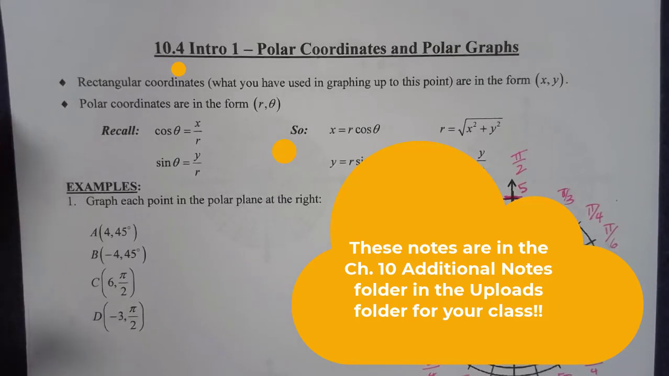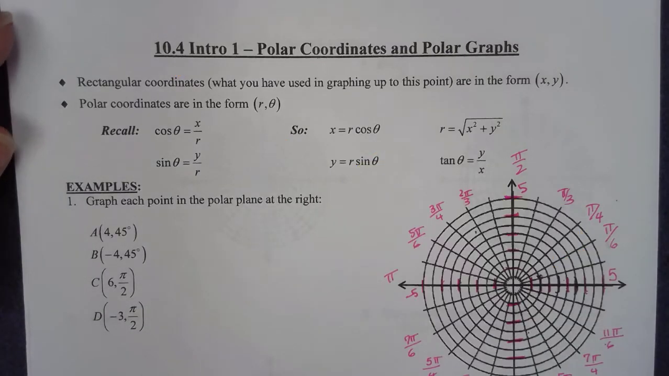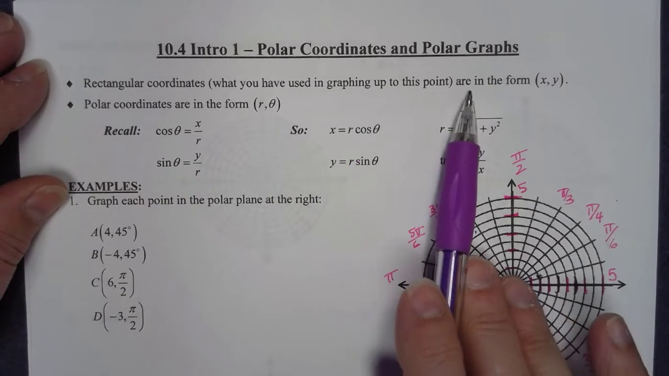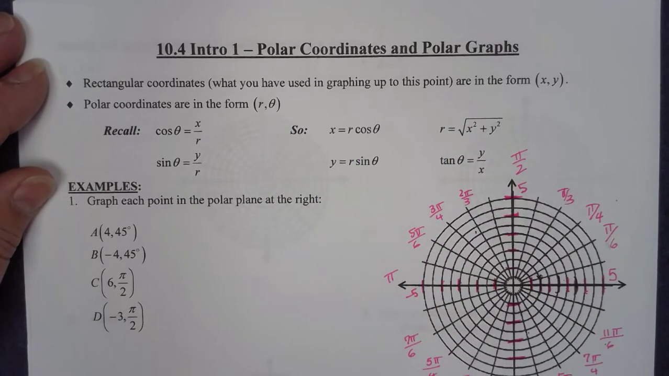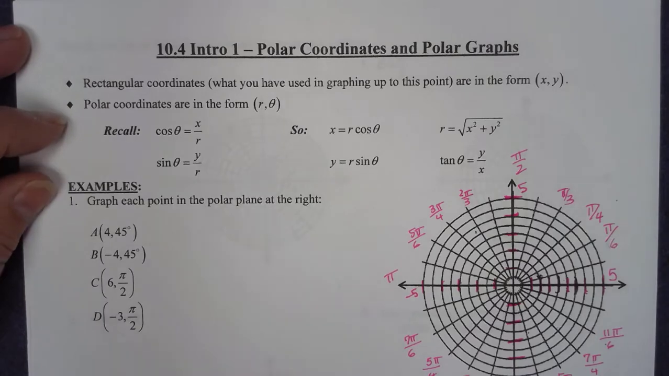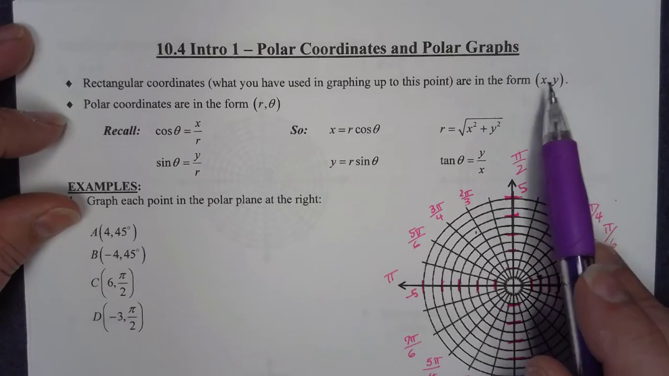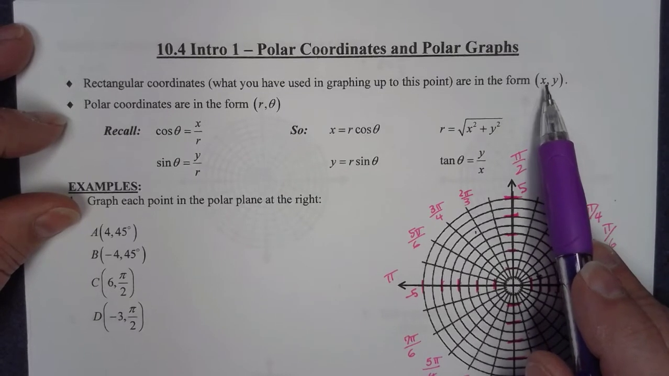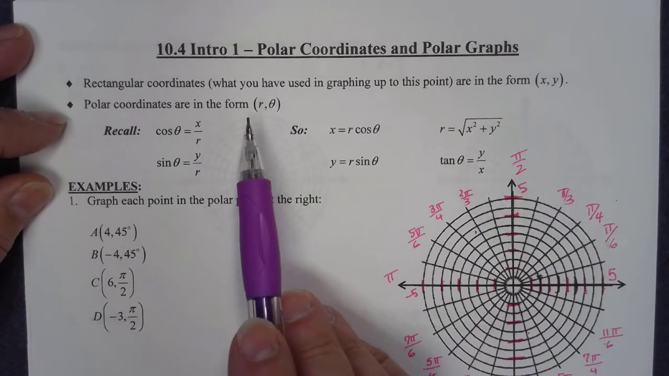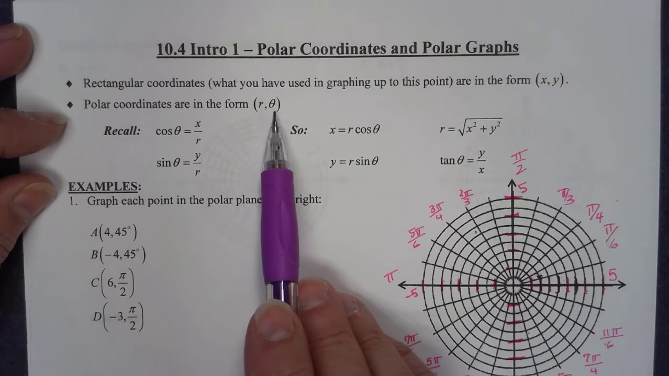Okay, we have an introduction video to section 10.4, polar coordinates and polar graphs. Rectangular coordinates, which you have used in graphing up to this point, are in the form of x, y. Polar coordinates are in the form of r, theta. Here's an interesting thing. In the Cartesian plane, the x-coordinate is the independent variable and the y depends on x. So in the polar plane, the independent variable is actually theta, and r is dependent on your theta.